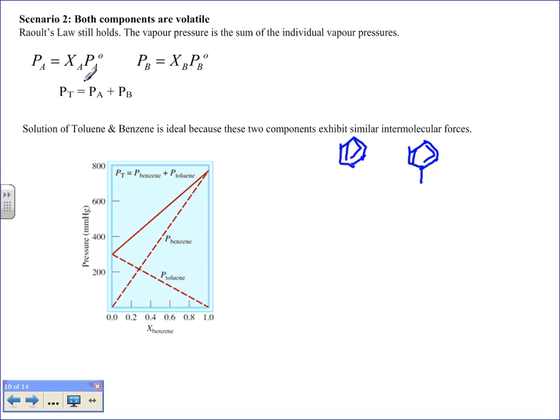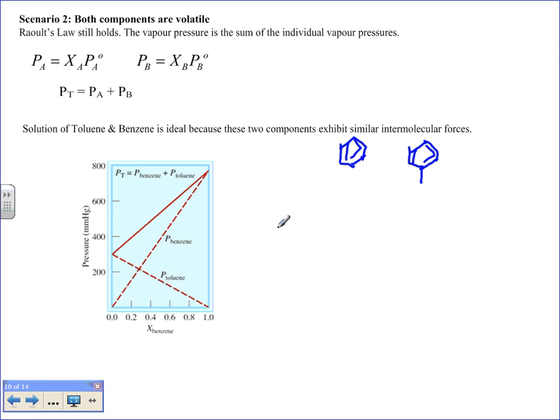When we are looking at a solution that's prepared where both components are volatile, their individual vapor pressures are going to change as the mole fractions of these substances vary. Okay, so keep in mind that the mole fractions of these substances, so XA plus XB, will always equal 1. The vapor pressure of the pure liquid A and the vapor pressure of the pure liquid B are P naught A and P naught B. The total pressure of the system, as you know from Dalton's law of partial pressures, is going to be equal to the sum of the individual pressures.